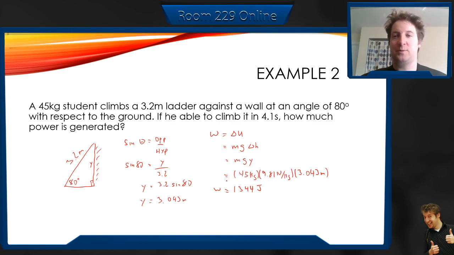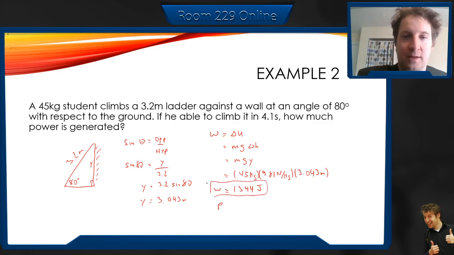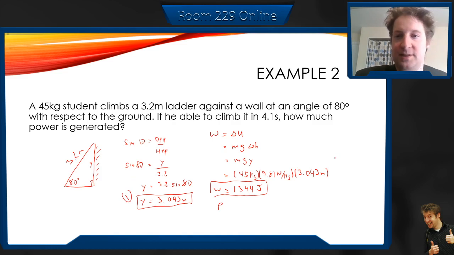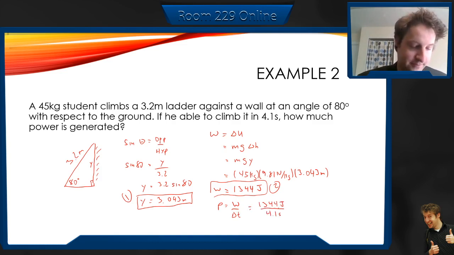Okay, so we know his work now. And the last thing we need to do is power. So there's the work done, that was step 1. This is step 2. And now we're going to put that into our work divided by time equation. So that's going to be 1,344 joules divided by 4.1 seconds.